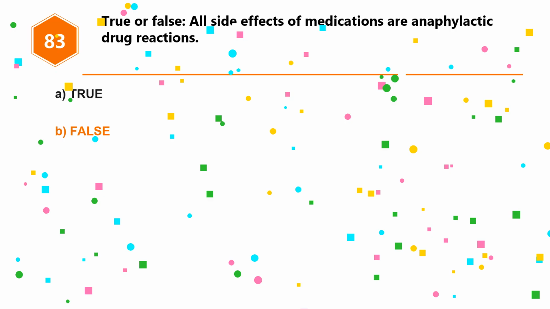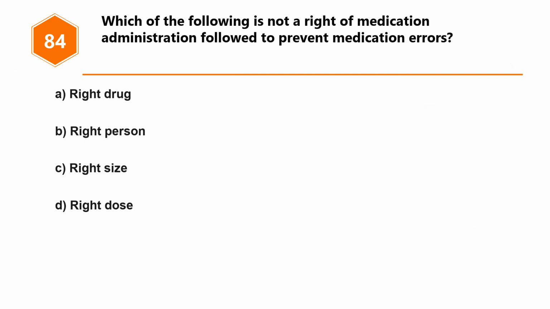The correct answer is option B. False. Question 84. Which of the following is not a right of medication administration followed to prevent medication errors? Option A. Right drug. Option B. Right person. Option C. Right size. Option D. Right dose.